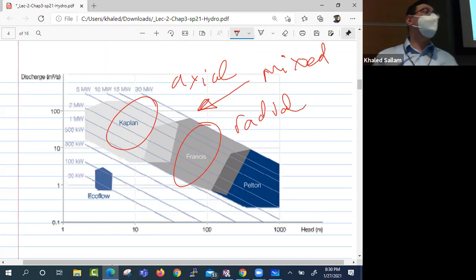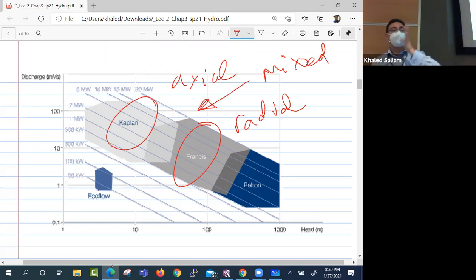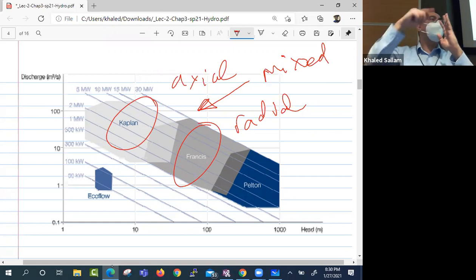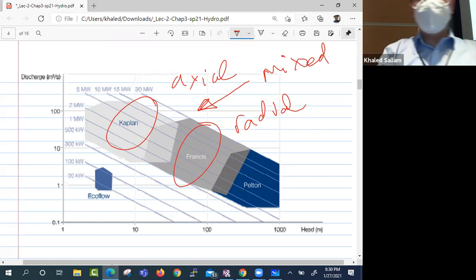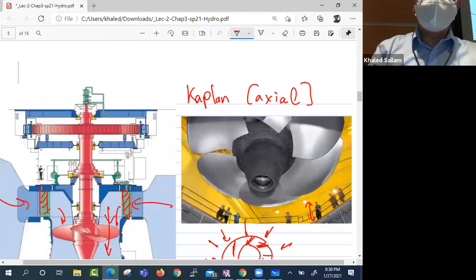So an axial machine, if this is a rotor, look at my hand. If this is a rotor and the flow comes like this, and he leaves like this, but it's still in the direction of the axis, this is an axial machine. That's like a wind turbine, right? The flow comes like this, yes, he leaves with a twist, but still in the axial direction. That's an axial machine.